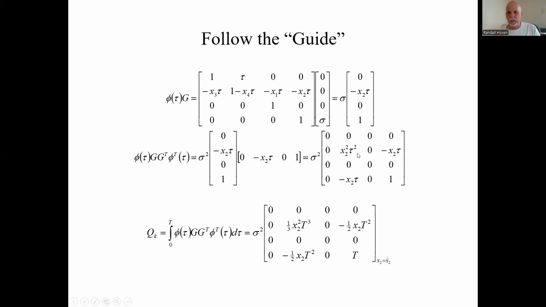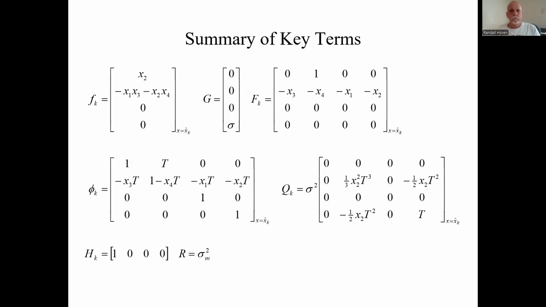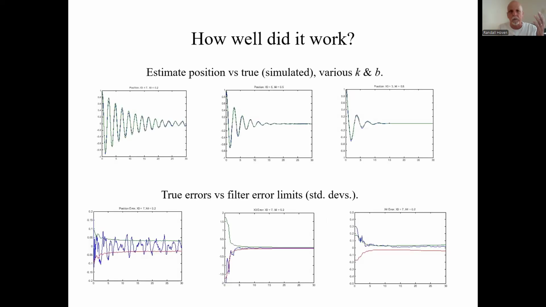Everything here is just some multiple. It's either a constant, a tau, or a tau squared. So those are easy to integrate, from 0 to capital T. Again, all evaluated at the current estimate. So here's a summary of all the things. This is what you calculate ahead of time. Then put it into a computer, and your computer crunches the numbers as they come in over time. How does that work?